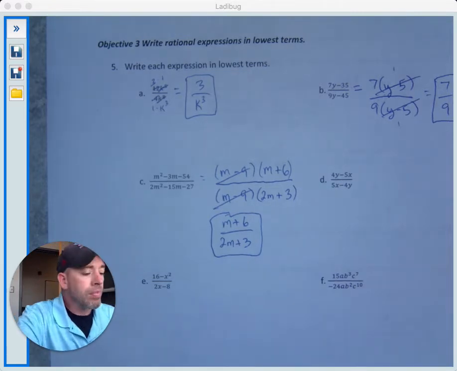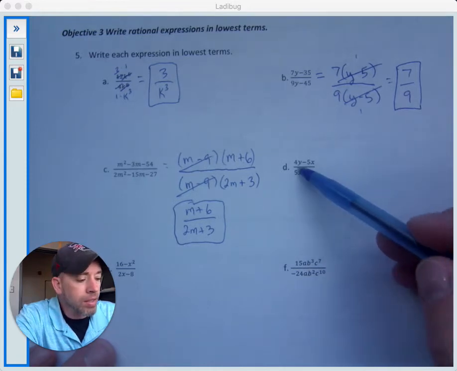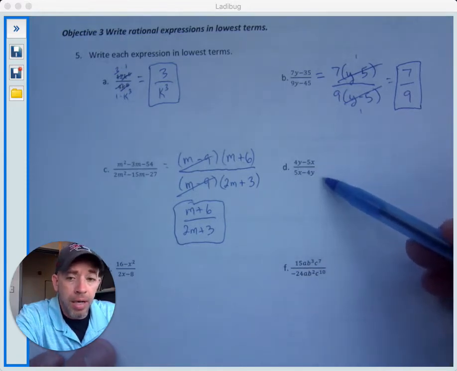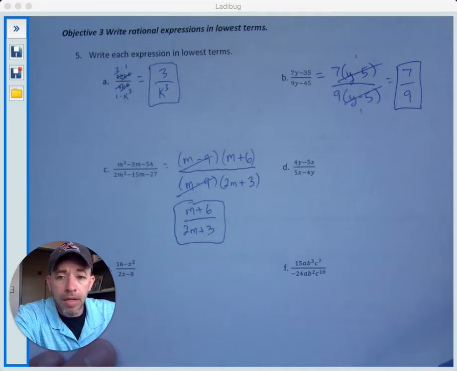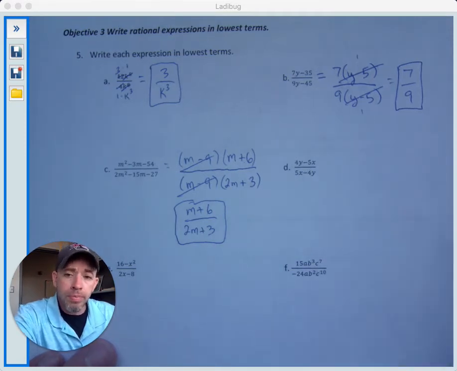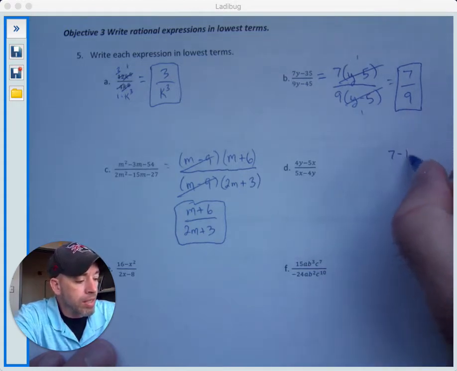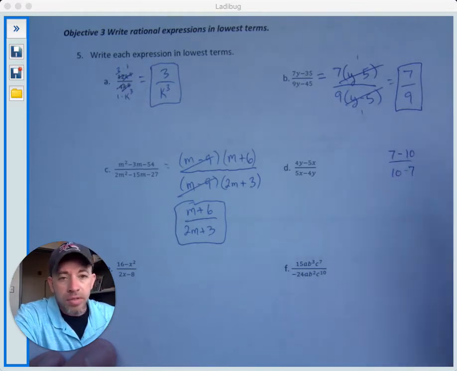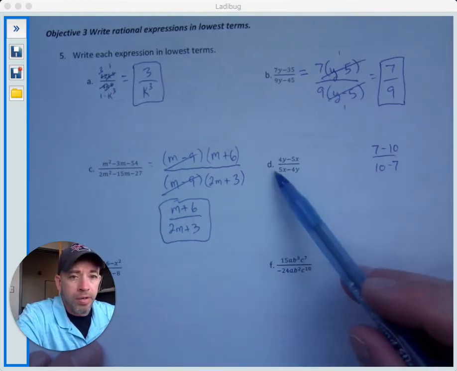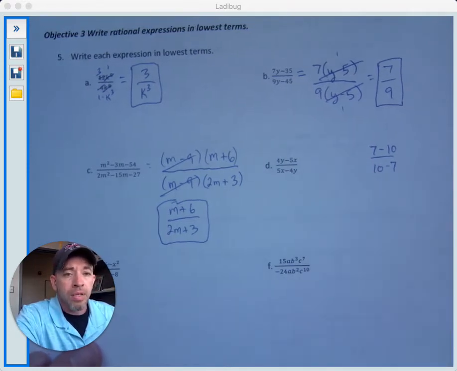Okay. Now this next one is a little tricky. You might say, well, this thing on the top looks a lot like this thing on the bottom. And it is a lot like it. They're just in reverse order. Now I'm going to give you a simpler example of this exact kind of thing happening. Let's say I have something like 7 minus 10 over 10 minus 7. Now, this is a different example. It doesn't have anything to do with part D here. But it's going to get the point across as far as what we do here.